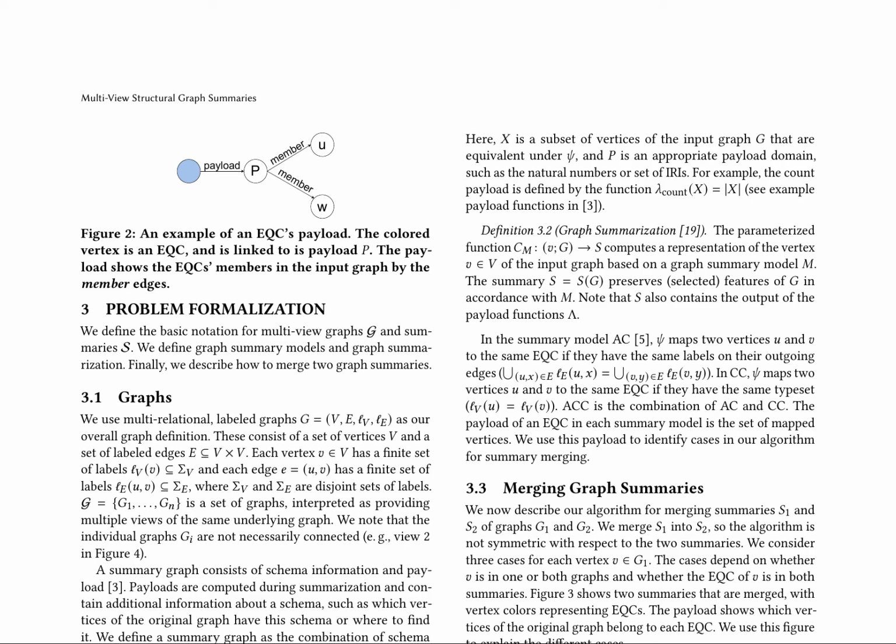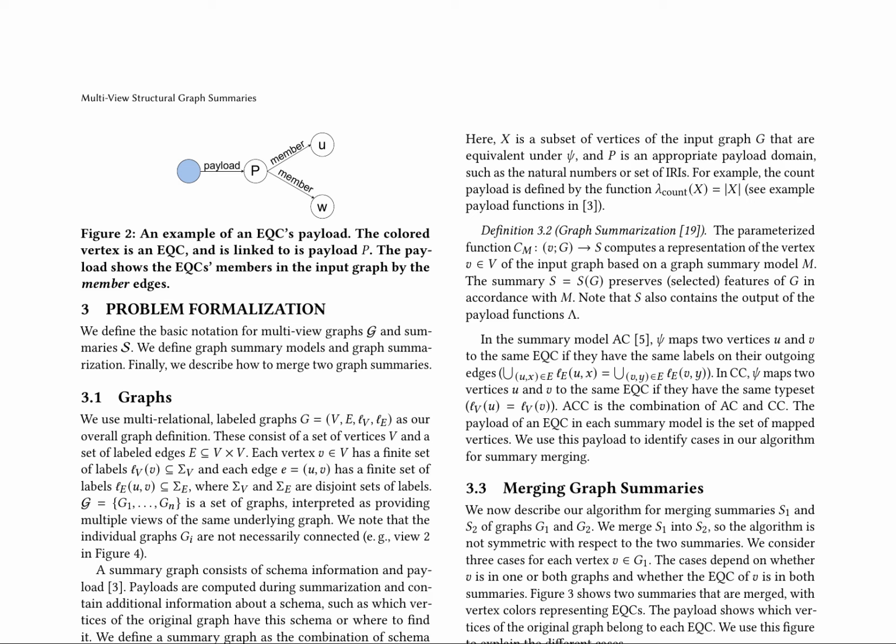In this section, the authors formalize the problem of multi-view structural graph summarization. A multi-relational, labeled graph G is defined as (V, E, L_V, L_E), consisting of a set of vertices V and a set of labeled edges E ⊆ V × V.